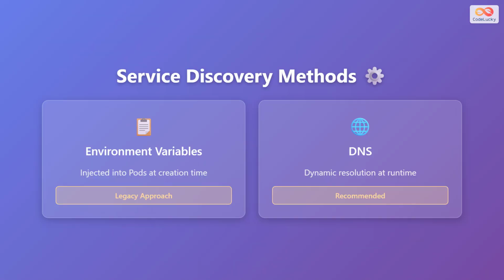Kubernetes offers two primary methods for service discovery. The first method uses environment variables, which are injected into pods at creation time. This is considered a legacy approach and has limitations because the variables are only set when the pod starts. The second and recommended method is DNS-based discovery. DNS provides dynamic resolution at runtime, which means pods can discover services even if those services are created after the pod starts. This makes DNS the preferred choice for modern Kubernetes applications.